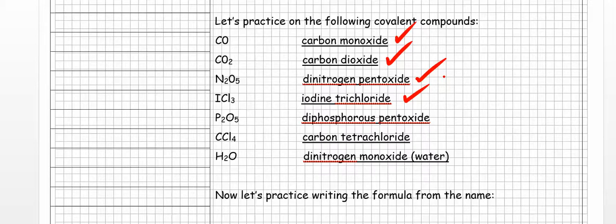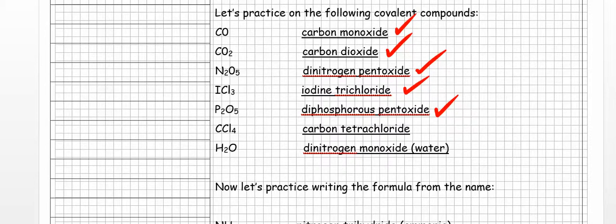This time we've got 2 phosphoruses and 5 oxygens. So we would call this one diphosphorus pentoxide. Diphosphorus pentoxide for that one. CCl4, we looked briefly at this one just a few minutes ago. CCl4 would be carbon tetrachloride. CCl4, tetra is 4, so carbon tetrachloride.